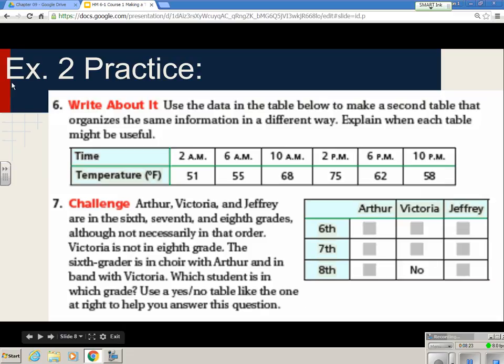So for number 7, you've got to fill in the table, and for number 6, you just have to reorganize this table into a different way. Again, I'll be checking these and seeing what you did when you come through to show me your lesson quiz. Good luck.